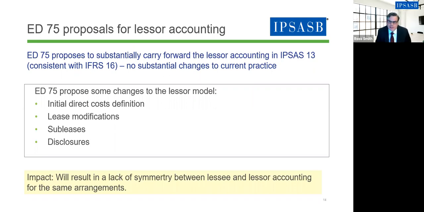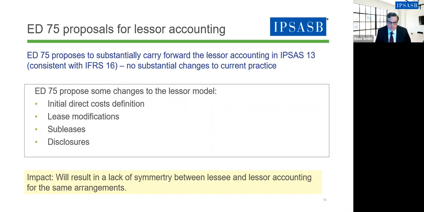Important points to highlight here, now that we're moving through the model a little bit, is that the ED 75 proposals for the lessor accounting are largely consistent with what IPSAS 13 already requires. They're also consistent with IFRS 16. So in terms of accounting policies and changes to the entity, there shouldn't be substantial changes on the lessor accounting side. And that's quite different than what was proposed in ED 64 that I'll touch on later.